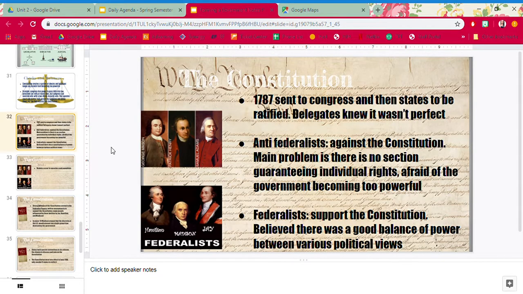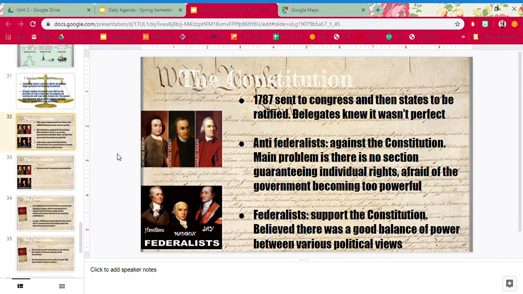So that's the Constitution. In 1787, it's sent to Congress and the states to be ratified. So they have to sign it and agree to follow it and put it into law. And the delegates knew it wasn't perfect, but that's why they created it to be changed. And that's something so powerful about the Constitution is you can change it and it doesn't have to be the way it is forever, right? Eventually, we're going to get rid of slavery. That's going to be a change that we make to the Constitution.